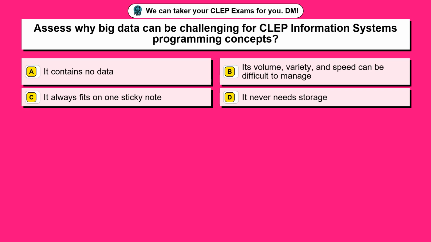Question 86. Assess why big data can be challenging for CLEP Information Systems programming concepts. Option A. It contains no data. Option B. Its volume, variety, and speed can be difficult to manage. Option C. It always fits on one sticky note. Option D. It never needs storage. The correct answer is option B. Its volume, variety, and speed can be difficult to manage.